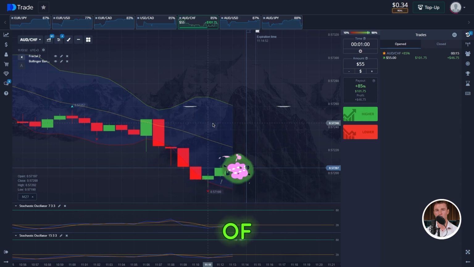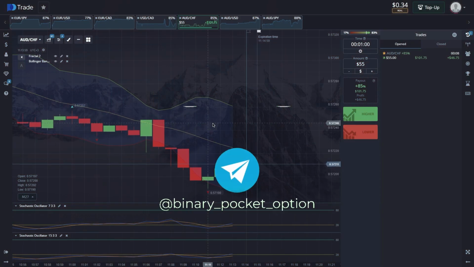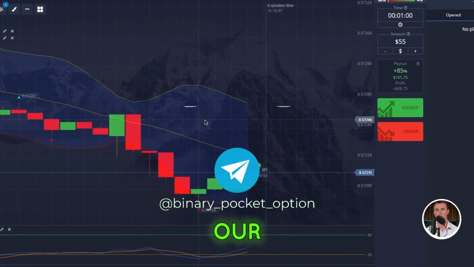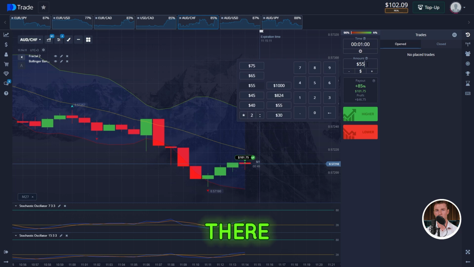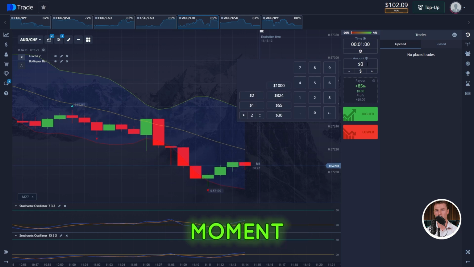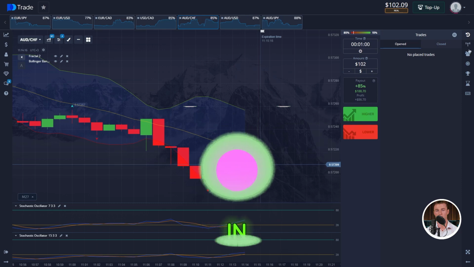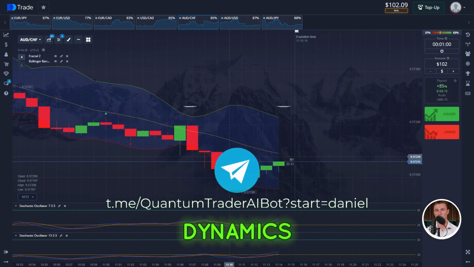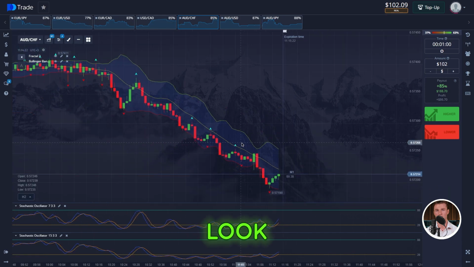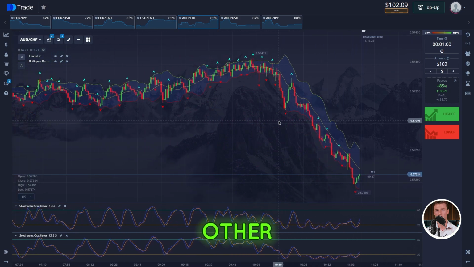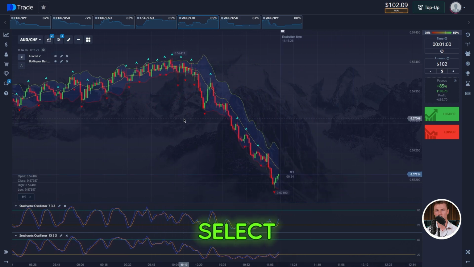Let's watch the result of our second deal. And our second deal is also closing in a plus. There was a downward momentum at the moment, and we almost lost the deal with you. But in general, we see the dynamics of the movement and everything becomes clear to us. Let's look at some other entry into the deal and select the next currency pair.